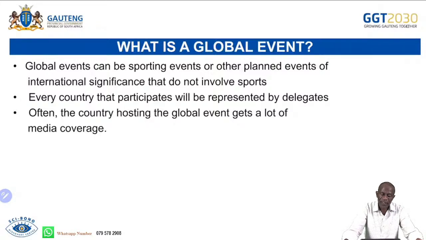As we go further and further, we can also say global events can be sporting events or other planned events of international significance. Now we are being specific here to say it can be a sporting event of international significance that do not involve sports. Every country that participates will be represented by delegates. So from every country, there will be people delegated to represent that particular country. There will be representatives from different countries that will be participating in that global event.